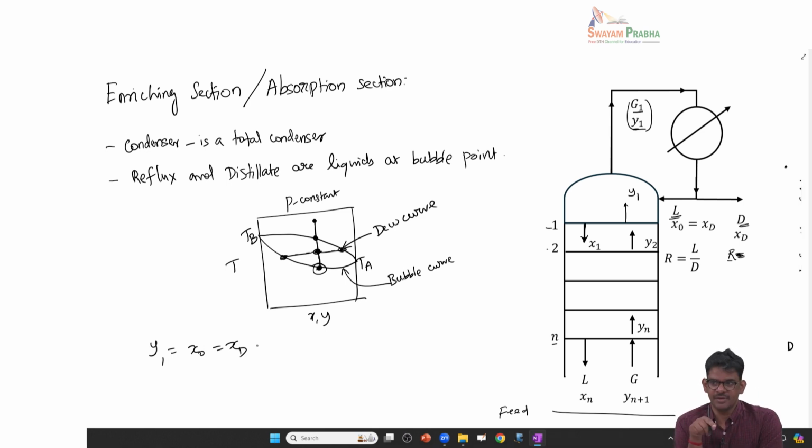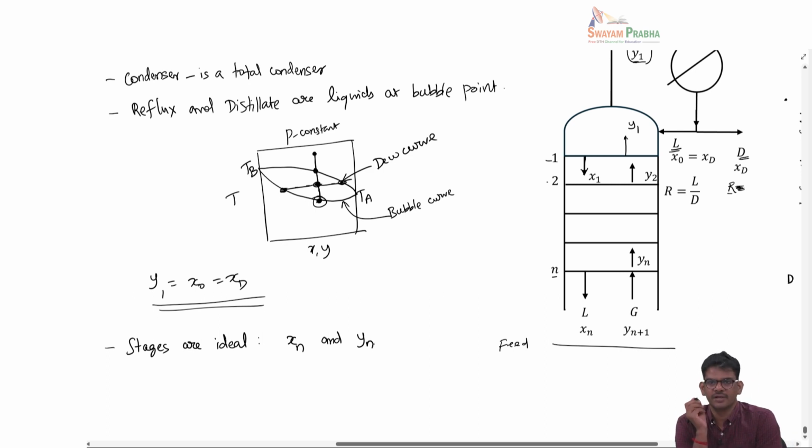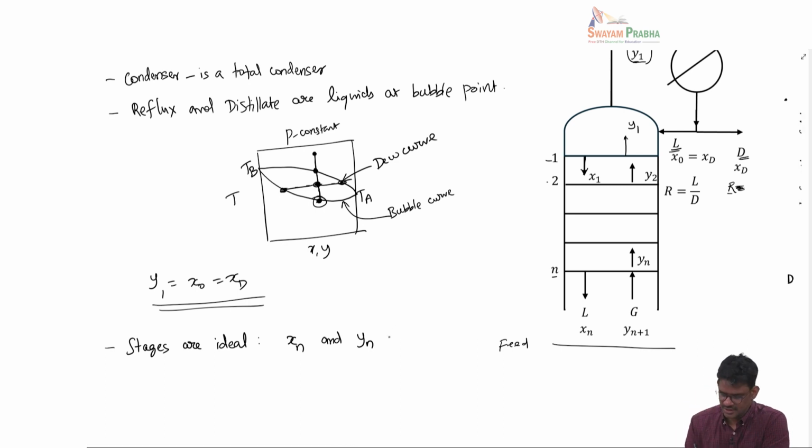Okay, so in McCabe-Thiele method, we are going to assume the condenser is a total condenser, so that the reflux and the distillate are all at the bubble point temperature, and the compositions Y1, X0, XD, they are all the same. Then we also assume that the stages are ideal. So this means that Xn and Yn are the composition of the liquid and vapor leaving nth tray. These are at equilibrium.